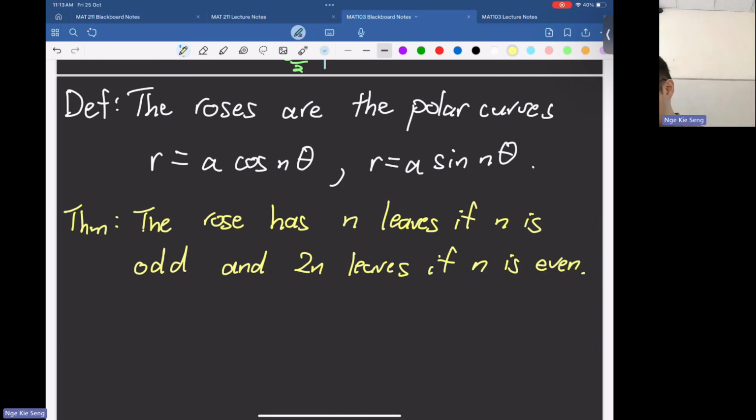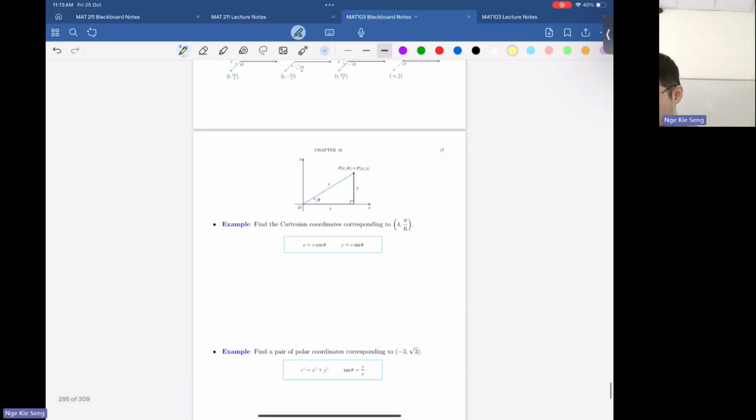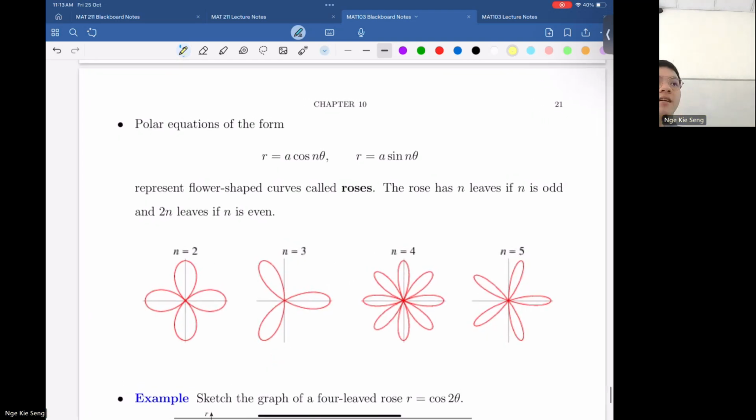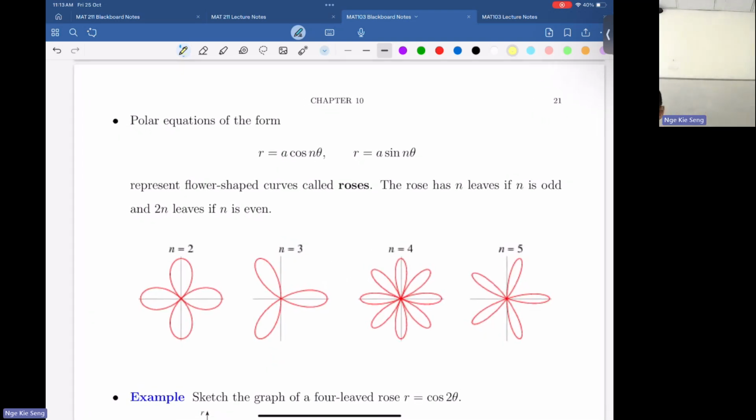So I give you some examples and then I'll leave it to you to define. If you go down this shape here, if you fix n equals 2, you can see that there are 4 petals here. They call it leaf. So 2n leaf if n is even. So this n is even, so there are 4 leaf, 4 petals here.